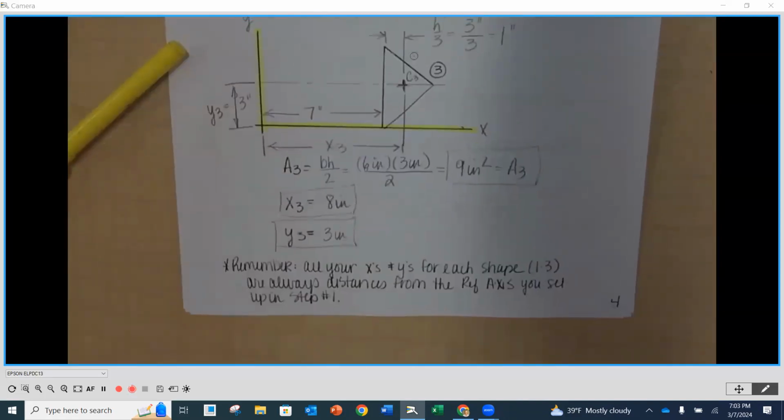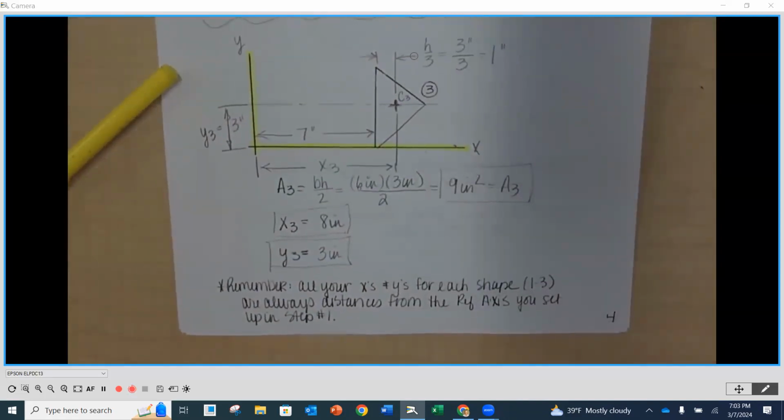So the reminder at the bottom here just says, remember, all of your X's and Y's for each shape 1 through 3 are always distances from the reference axis that you set back in step number 1, or was given to you as part of the problem.